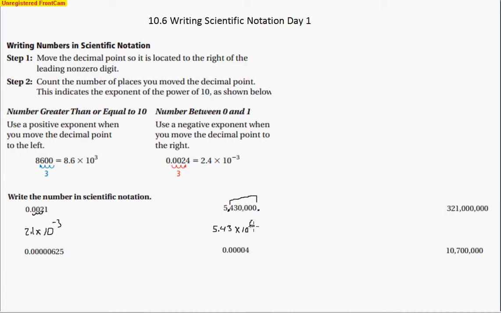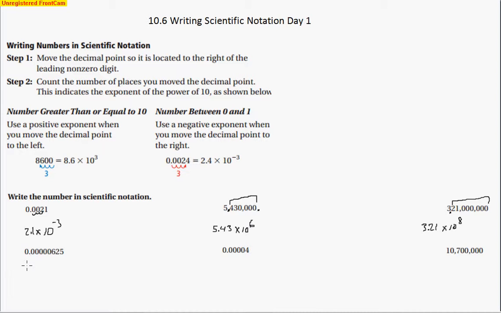On this next one, we've got the 3 and 21 hundredths we're going to write down first. So I need the decimal point to be between the 3 and the 2, and then I count the spaces. So I've got 8 spaces I have to move the decimal, and so I write that as 3 and 21 hundredths times 10 to the 8th power.